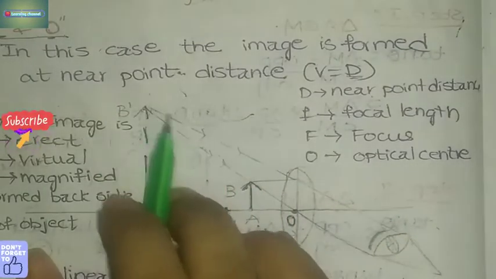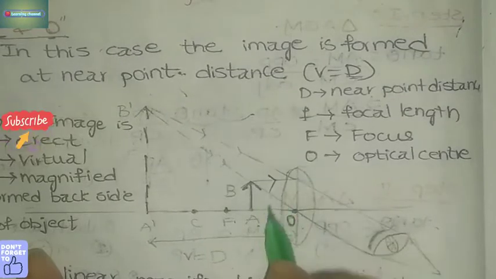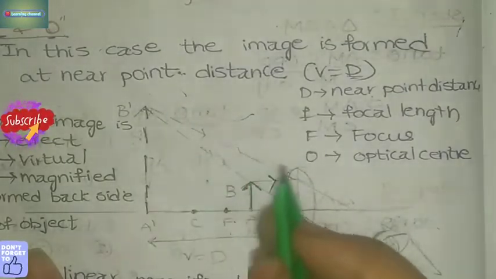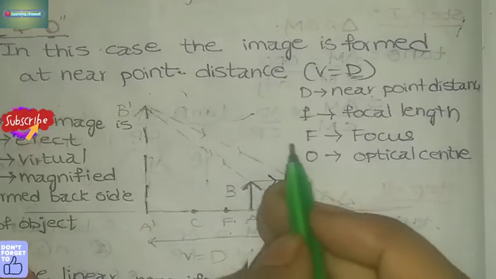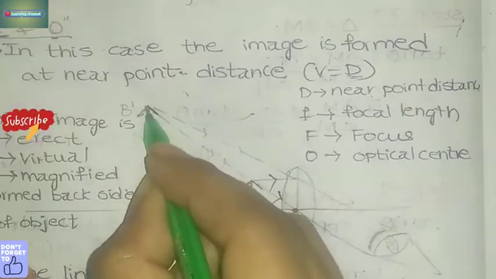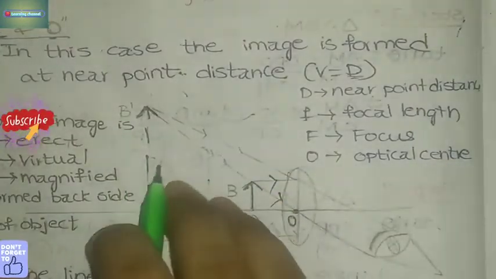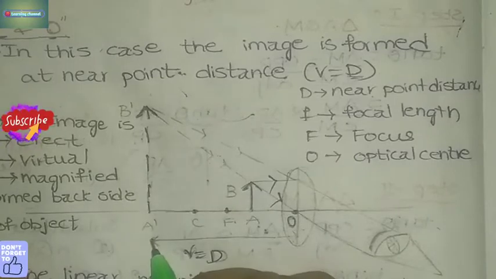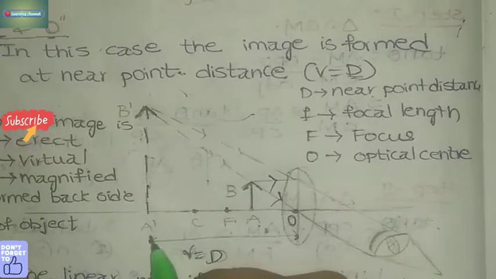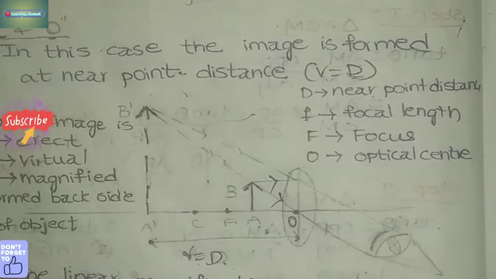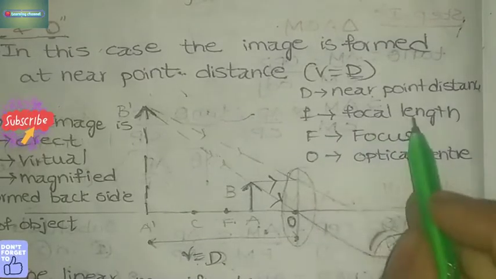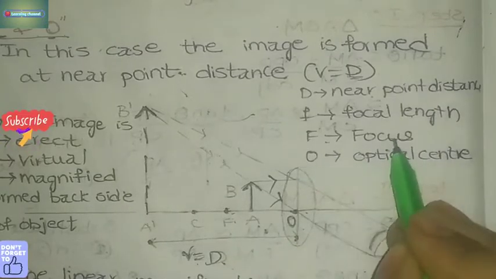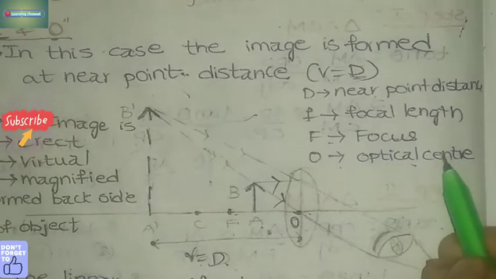And we have to take two rays. This is one ray and this is the other ray. They are extended backward. When they are extended, you can see this image. So the image is formed at near point distance, so V is equal to D. The distance between the pole and the image formed is V is equal to D, where D is the near point distance. F is the focal length, between O and F. F is the focus, O is the optical center.